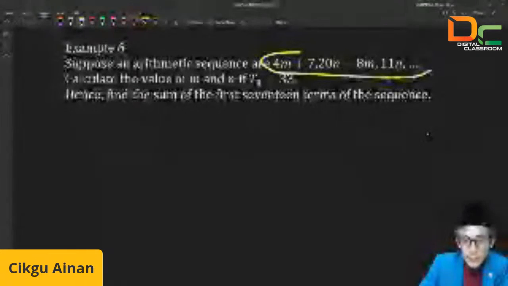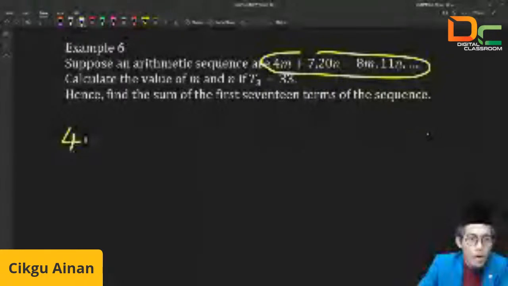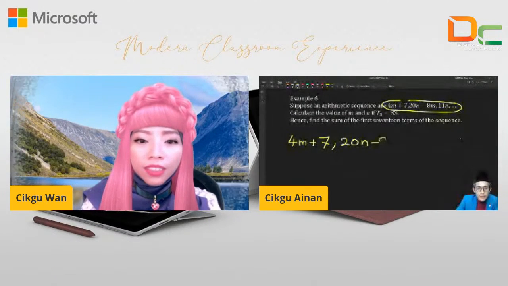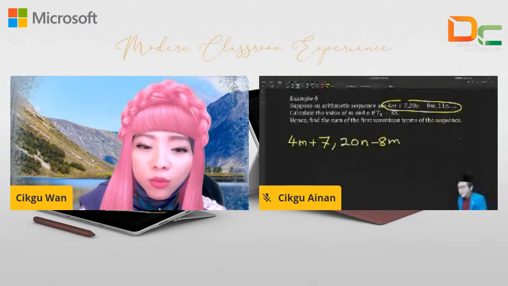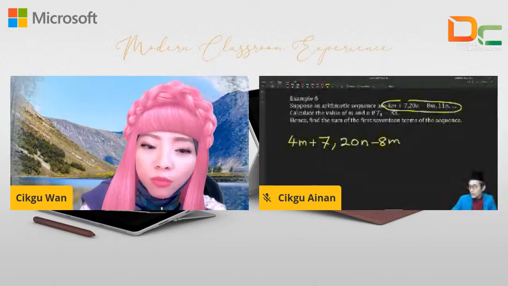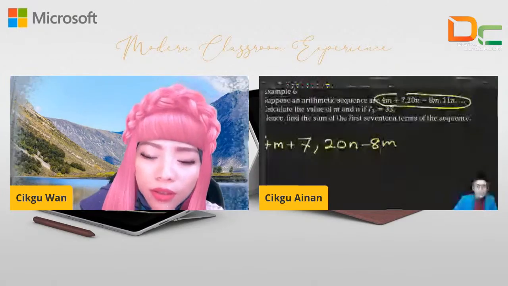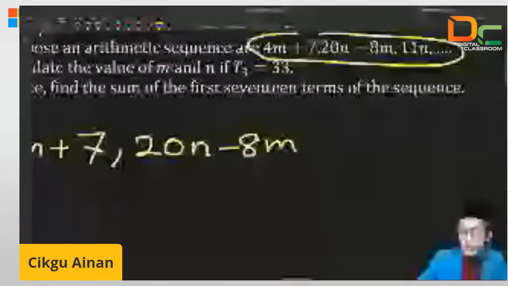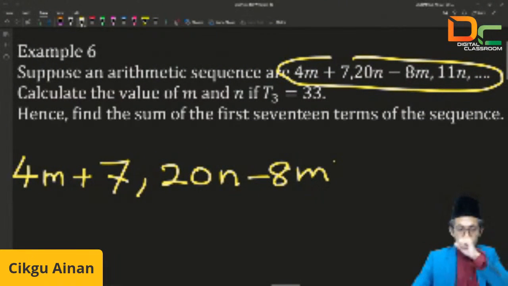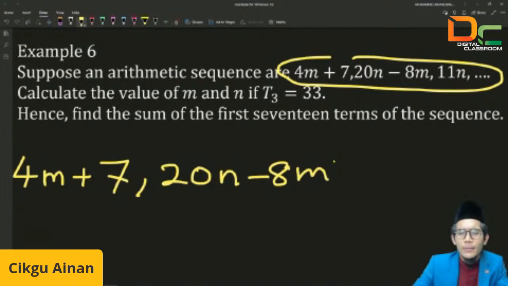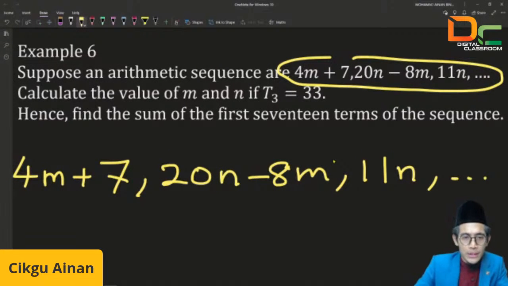Okay. First thing first, we rewrite this one properly. This one is too cramped. So we write it here. 4m plus 7, I write big. 20n minus 8m. Okay Ainan, maybe you can zoom in the slide a bit because the writing is getting blurry. Thank you for the feedback. Okay, comma 11n, comma, dot dot dot, we still have to write it.